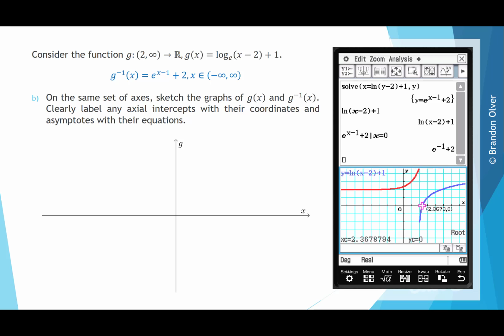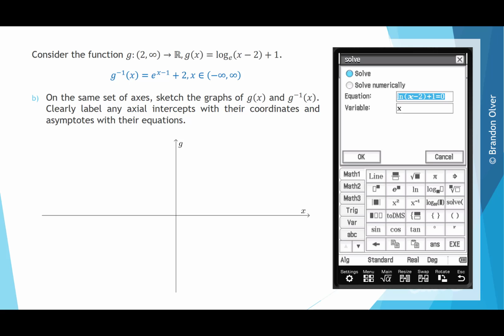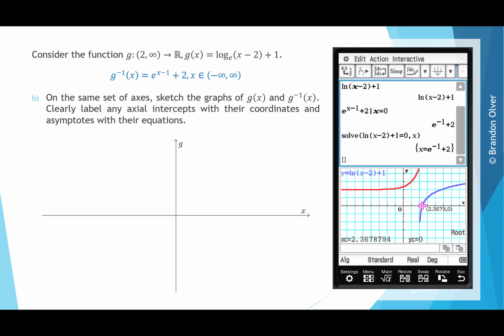However, that is not the exact answer, that's just a decimal approximation, so we have to find an exact answer for that. However, we know that this is just a reflection over the line y equals x, so we'll expect the answer to be e to the power of negative 1 plus 2 again. But if we did ask the calculator to find it, we would get the original equation, the log equation, and set it equal to 0, and then highlight it, interactive, equation inequality, solve for x, and we get x is equal to e to the power of negative 1 plus 2. So that's the exact value of the x-intercept.